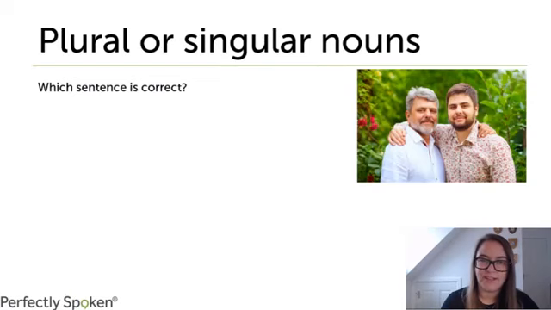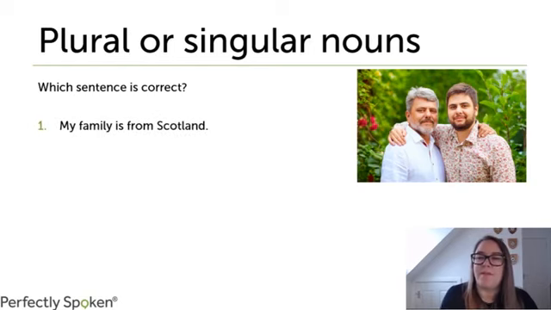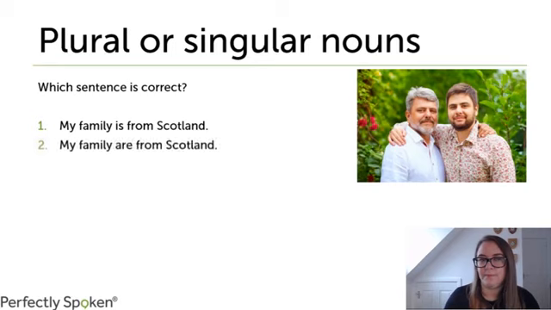Again, which sentence is correct? My family is from Scotland. My family are from Scotland. Again, tricky, but what do you think? Which one is correct? My family is from Scotland. My family are from Scotland. Pause the slide and see if you can tell me the answer.